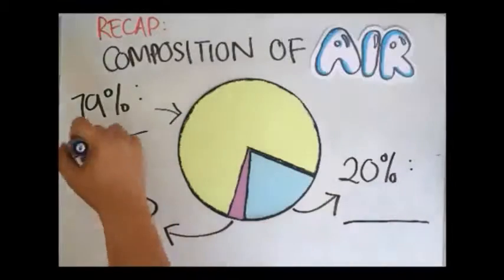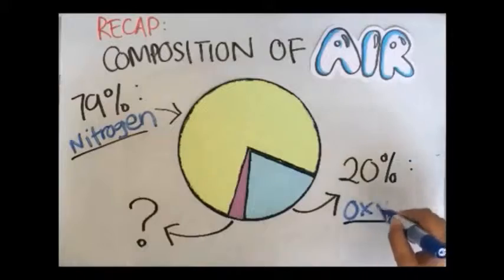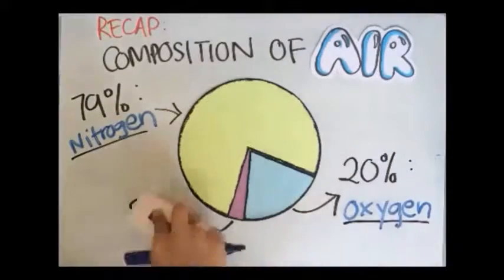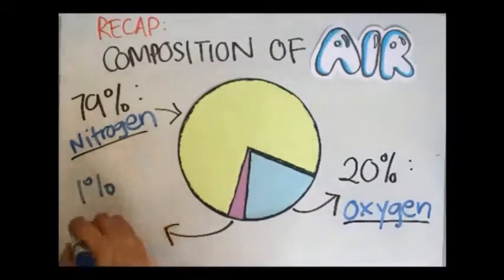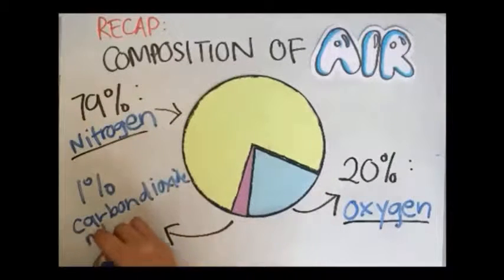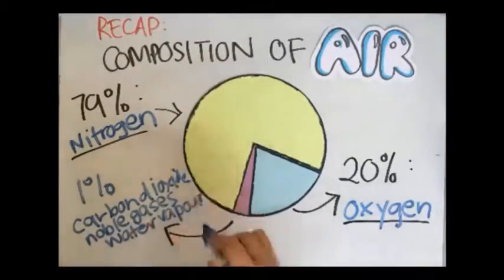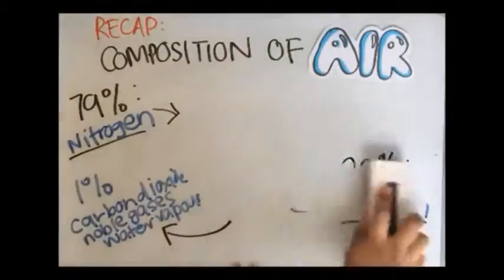Alright, let's go through the answers. The gases are nitrogen, oxygen, and lastly, the remaining 1% consists of carbon dioxide, noble gases, and also water vapor. Did you get all of them correct? Good! So let's start the lesson.